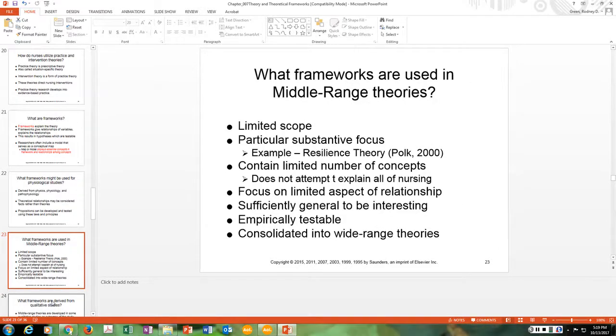What frameworks are used in middle range theory? Remember, they are limited in scope. They have a particular focus. The example is resilience theory by Polk. They contain a limited number of concepts. They do not attempt to explain all of nursing. The focus is on a limited aspect of a relationship. It's sufficiently general to be interesting, it's empirically testable, and it's consolidated into a wide range of theories.